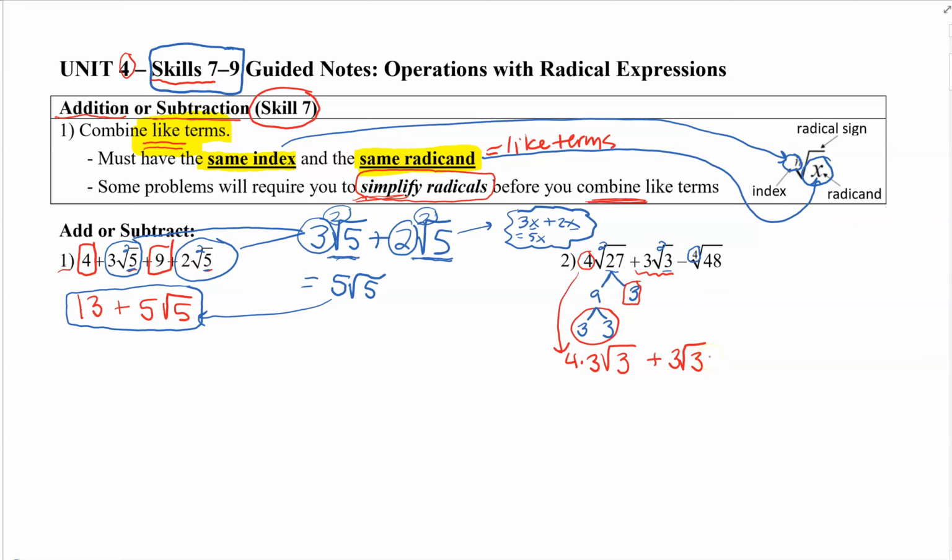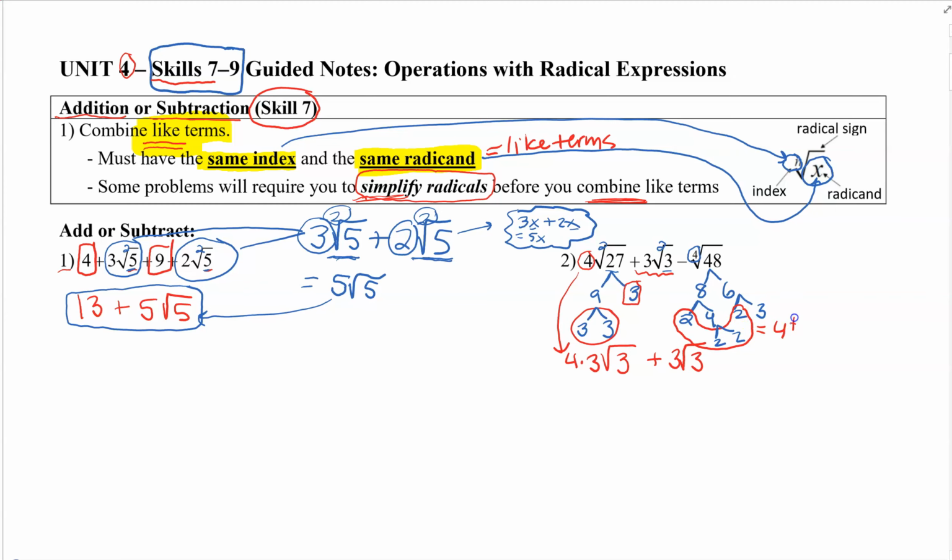So it can't be further simplified. The 48 can be simplified, or at least I think it can, because I can divide it into other things. So maybe I'll break it into 8 and 6. And then 8 could break into 2 and 4, and 6 can break into 2 and 3. And then 4 can break into 2 and 2. So what I notice is that this can simplify because it does have 4 factors of 2.